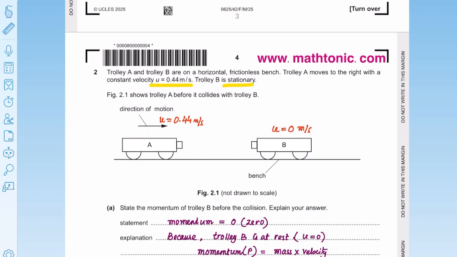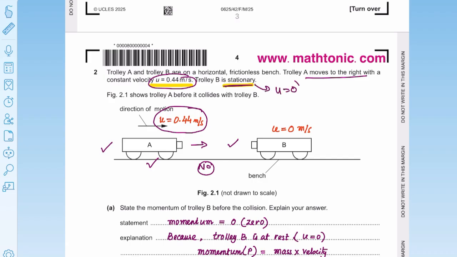Question number 2 is given that there are two trolleys. You can see here, this is trolley A, this is trolley B, and this bench is frictionless. There is no friction, right? Trolley A moves to the right with a constant velocity u equals 0.44 meter per second. That means the speed of trolley A is u equals 0.44 meter per second. And trolley B is stationary, that means the velocity of trolley B equals 0 meter per second. Got it? Figure 2.1, trolley A before it collides, this is trolley B, and the direction of motion is given.